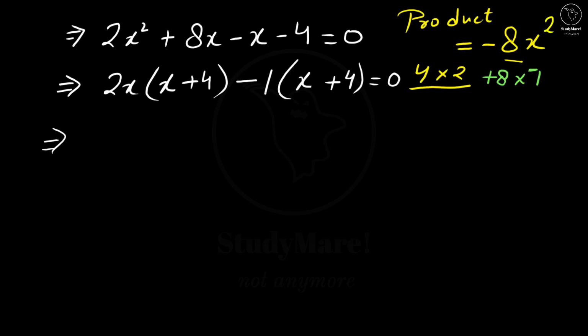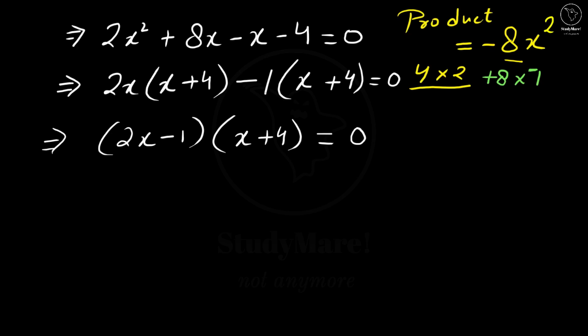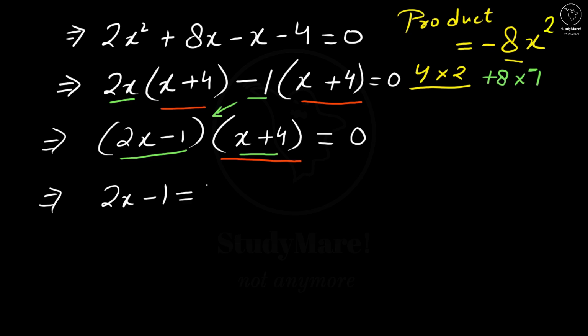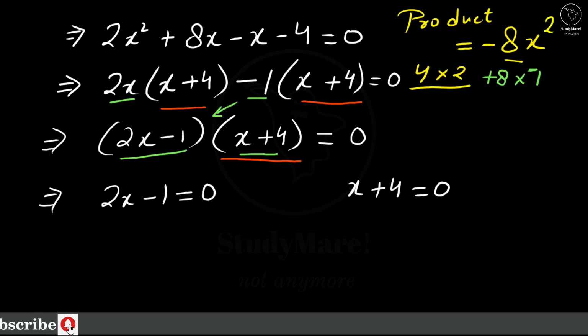So this becomes 2x minus 1 as one of the factors and x plus 4 as another factor equal to 0. You can also consider it like how we got it. x plus 4 common we have taken here. Left out 2x minus 1, that comes over here. So we get one factor as 2x minus 1, another factor as x plus 4. This means 2x minus 1 is equal to 0 and x plus 4 is equal to 0.